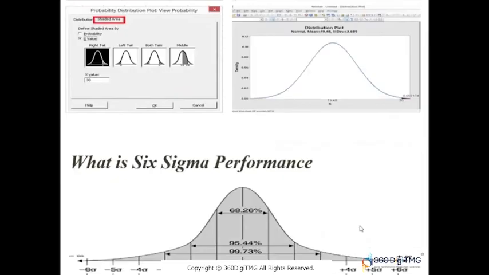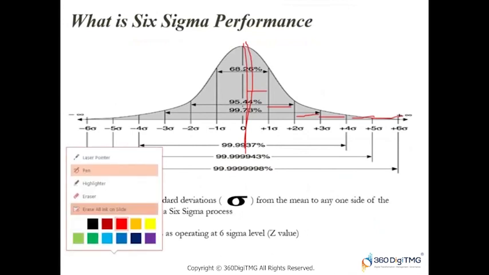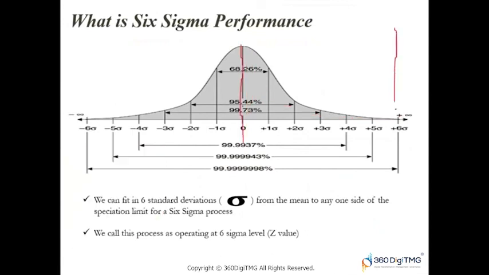Do not worry about the navigation. It's clearly mentioned over there. Look at this. What is Six Sigma performance? We already discussed this. If you feel that a process should operate at Six Sigma, that means you should be able to fit in six standard deviations from the mean. My bad. Let me redraw that. I'm bad at drawing, by the way. From here till here, you need to fit in six standard deviations. And if you can fit in six standard deviations, then you can claim that you're operating at a Six Sigma process.